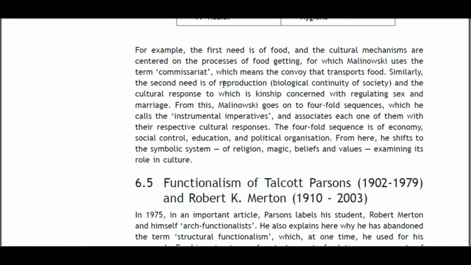Similarly, the second need is reproduction, the biological continuity of society, and the cultural response to which is kinship, concerned with regulating sex and marriage. For this, Malinowski goes on to 4-fold sequences which he calls the instrumental imperatives, and associates each one of them with their respective cultural responses. The 4-fold sequence is of economy, social control, education and political organization. From here he shifts to the symbolic system of religion, magic, belief and value, examining its role in culture.